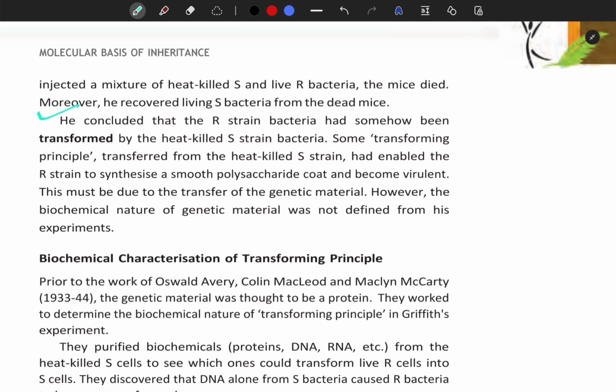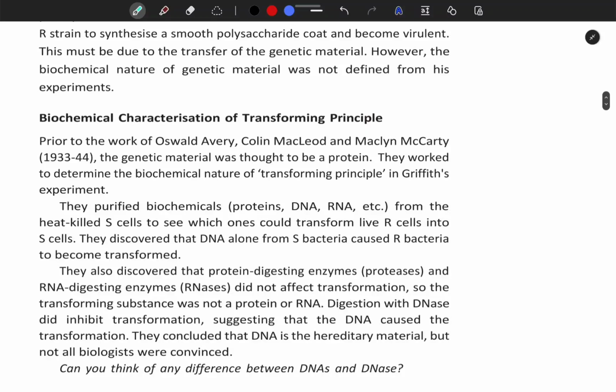Some transforming principle transferred from the heat-killed S strain had enabled the R strain to synthesize a smooth polysaccharide coat and become virulent. This must be due to transfer of the genetic material. However, the biochemical nature of genetic material was not defined from his experiments.